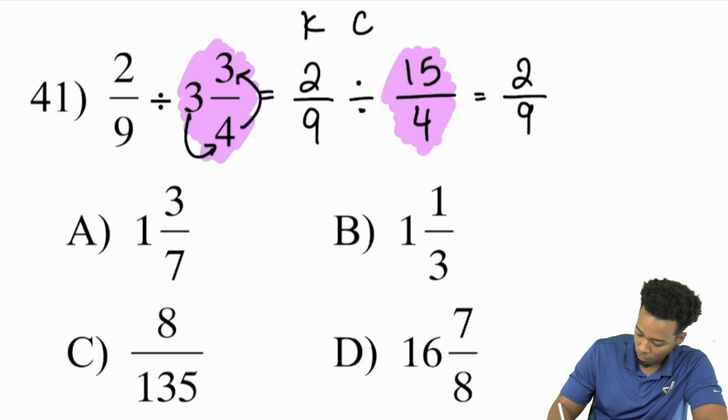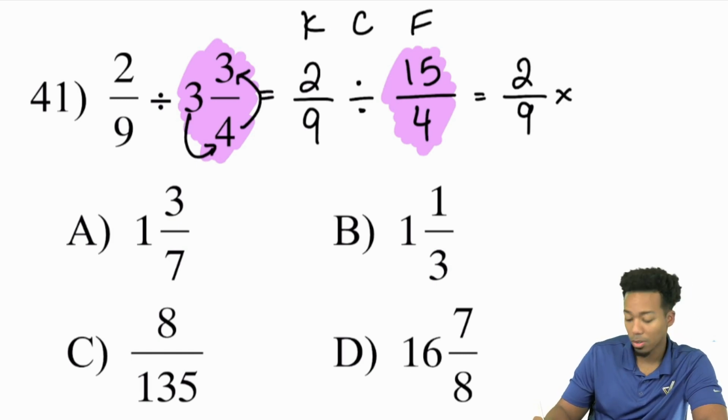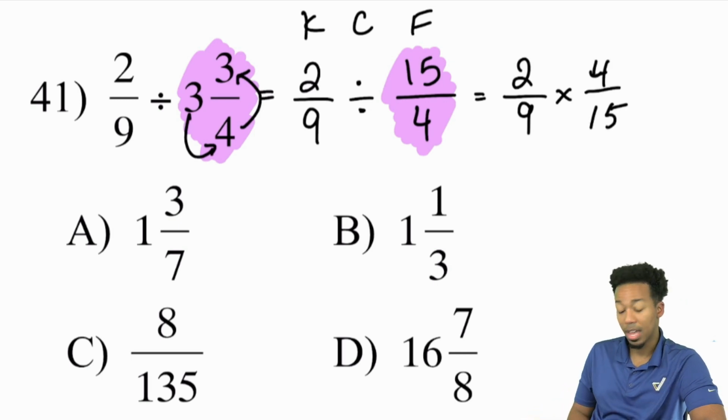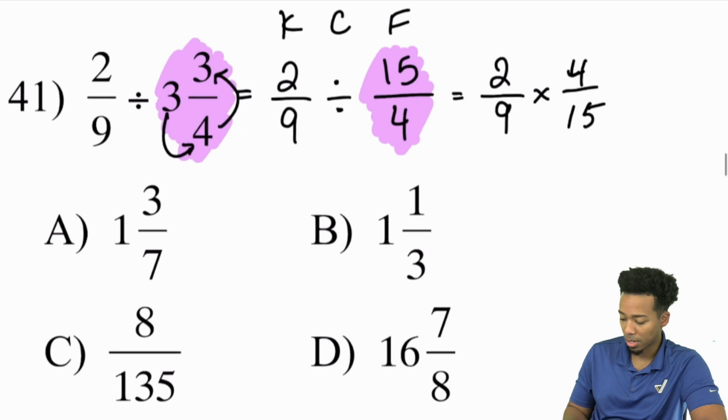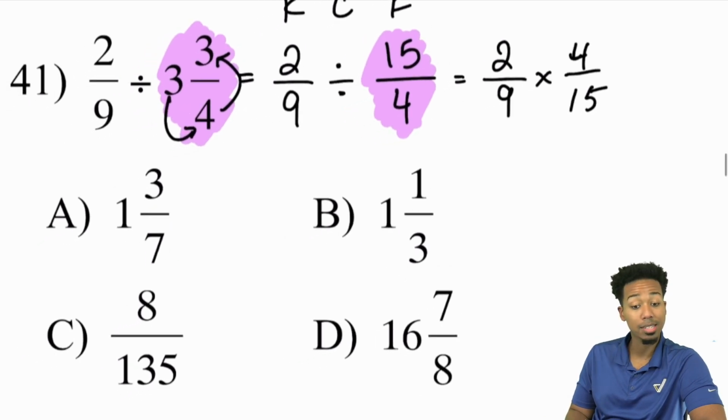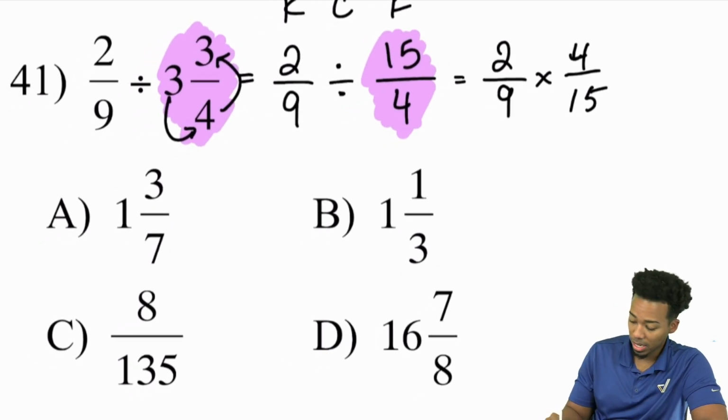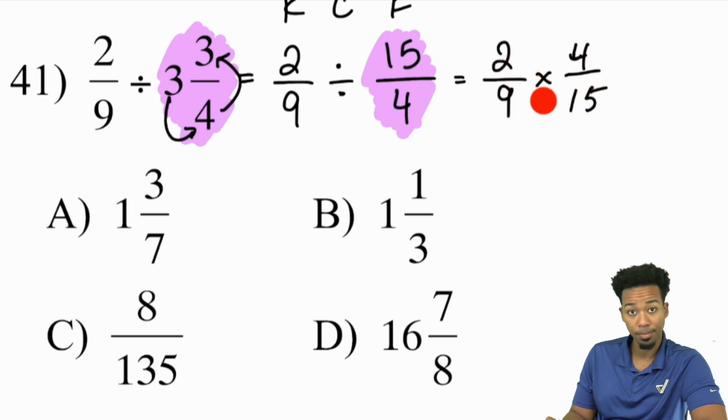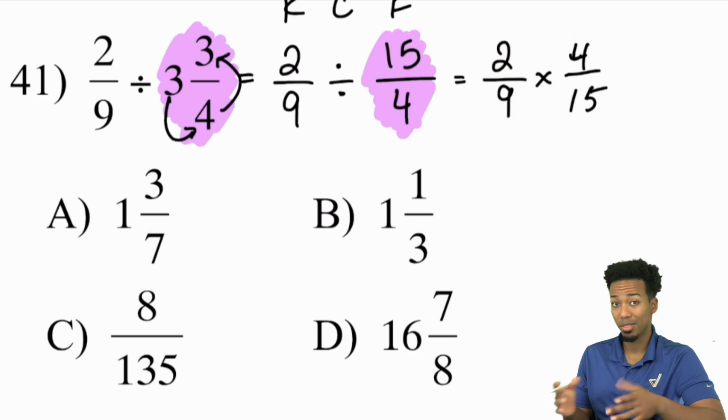We change from division to multiplication. And then we flip this from 15 over 4 to 4 over 15. And now we are good. So I'm going to ask myself, do I have anything in common that I can simplify before I begin? Well, not exactly, because 2 doesn't go into 9 or 15, and neither does 4. So in this case, there's nothing in common. Just go ahead and straight up multiply, and you're set.